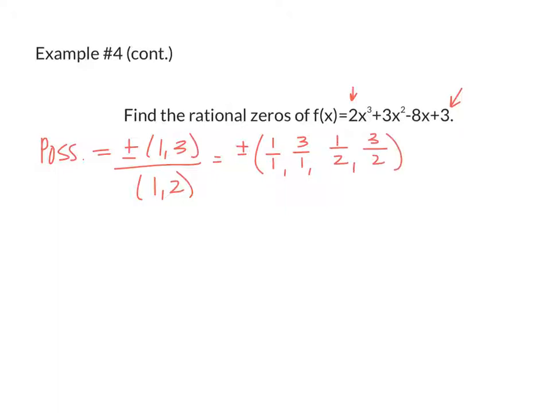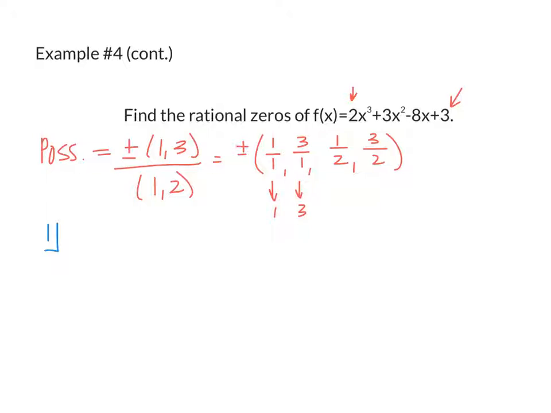Essentially, all I did is take all my numerators and rewrite them on top of the denominator. Okay, so obviously these two are whole numbers, so they really just represent 1 and 3. But then I have two fractions, 1/2 and 3/2. So to make this nicer on us, I'm going to start with positive 1. Let's just see if positive 1 is a factor. So if 1 is a factor, it should divide out evenly.